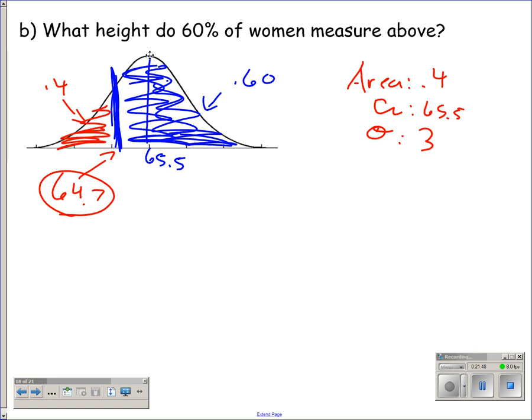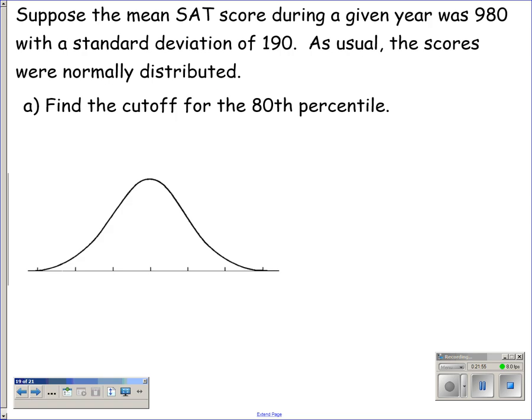All right, only got 2 more examples, and they're the same things, but it's just different wording. I just want you to understand it's the same process. It says, suppose the mean SAT score during a given year was 980, with the standard deviation being 190, and it's normally distributed. I want us to find the score that's the cutoff for the 80th percentile.